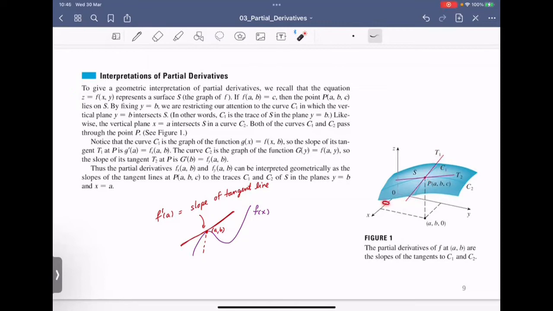Well, the same thing with the partial derivative with respect to y. If you fix one x, just fix one x. So from the surface, you're going to have one curve. And if you are looking at the partial derivative with respect to y, it means you are looking at the slope of the tangent line that touches the curve. Well, let me show you the real example so you can see it a lot better.